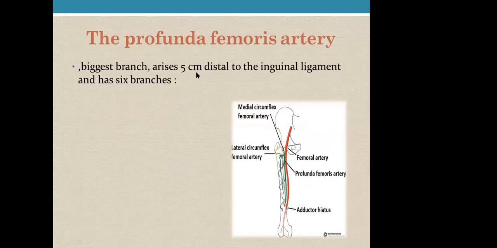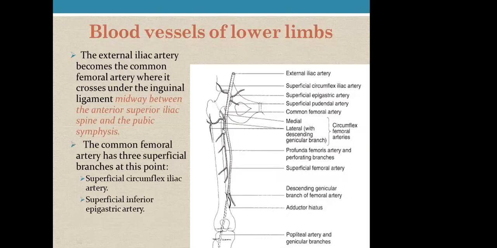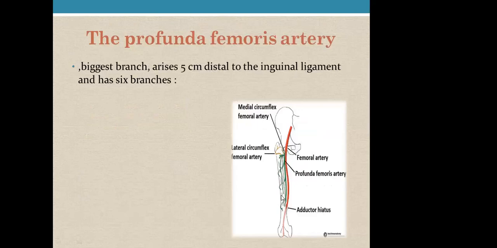The biggest branch is the profunda femoris. We can see it right here. This is the profunda. It arises 5 centimeters distal to the inguinal ligament and has 6 branches. The first two are the medial and lateral circumflex femoral arteries. We can see it right here. Then the 4 perforating arteries.